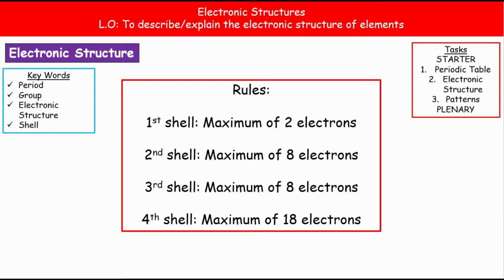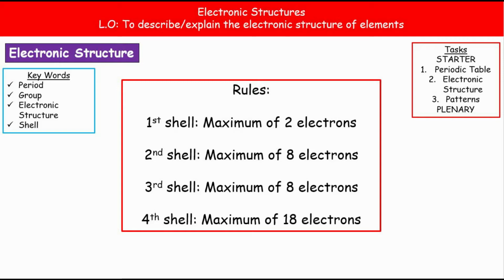First one is that in the first shell, the shell closest to the nucleus, we can have up to a maximum of 2 electrons. So you can have 1 or 2 electrons in that shell. The second shell, the next one out, can hold a maximum of 8 electrons. The third shell is a maximum of 8 electrons. And the fourth shell can hold up to 18 electrons.